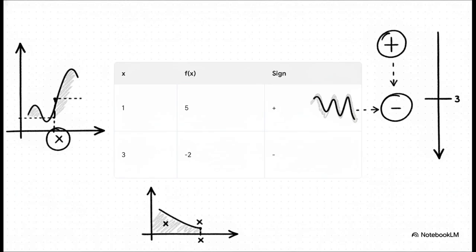One super important note though, a sign change guarantees a zero. But if the sign didn't change, let's say it went from positive 5 to positive 2, you cannot conclude there's no zero. The graph could have dipped down, crossed the axis twice, and popped back up. The theorem just guarantees a zero when those signs flip.